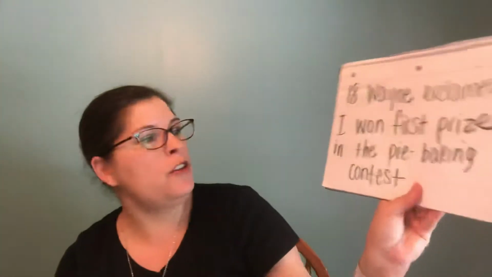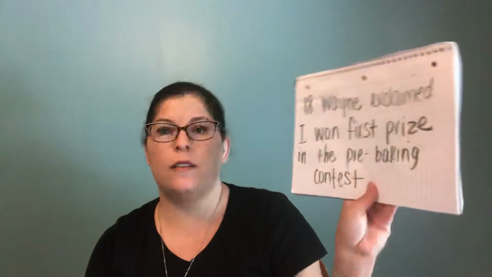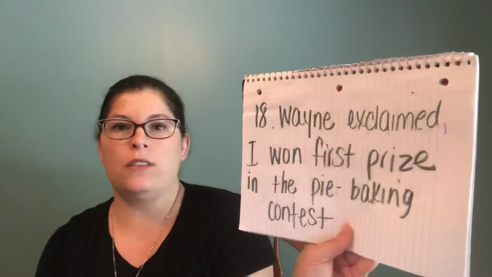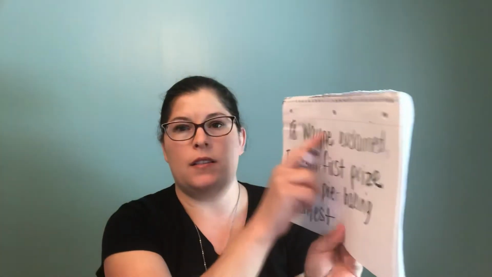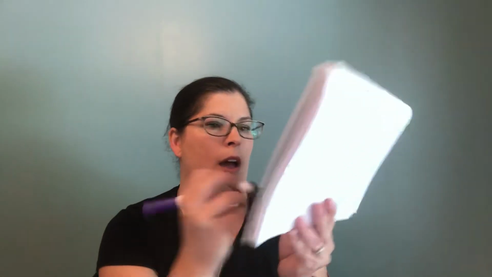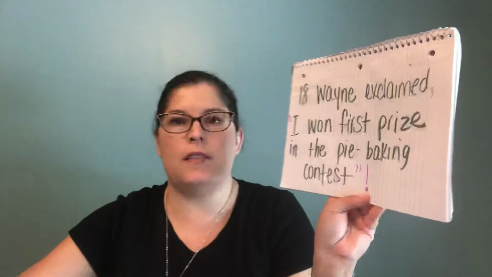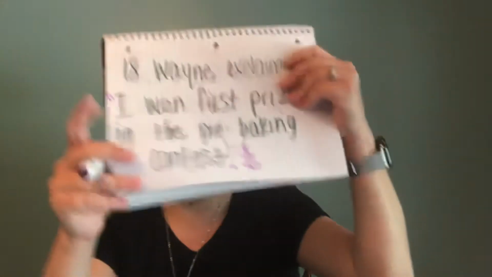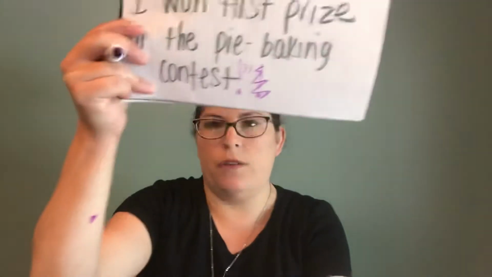So, number 18, Wayne exclaimed, "I won first prize in the pie baking contest." Wow, that's exciting. So Wayne exclaimed, comma, that's going after our little tag. This is telling who's talking and how they're speaking. "I won first prize in the pie baking contest." And actually we can put that exclamation mark inside that quote. So, you won first prize. Great job. So that is strong emotion. We're going to show that.